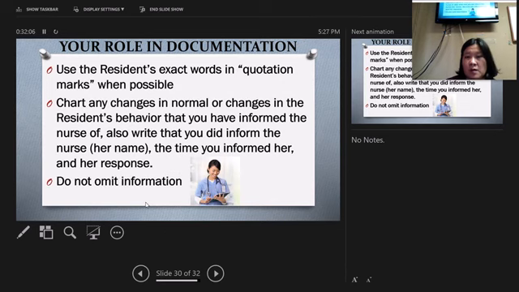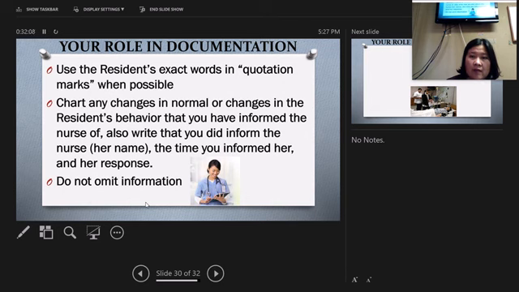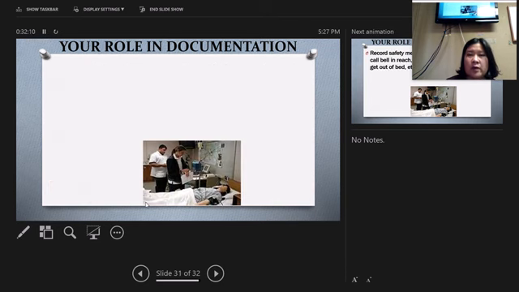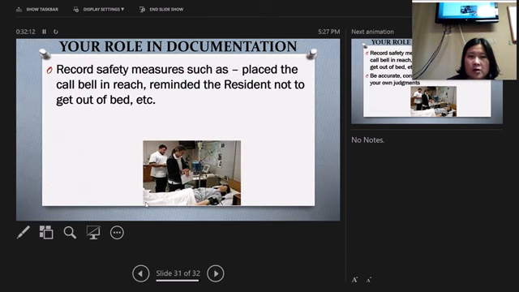You're not supposed to be omitting information or leaving anything out, but you also don't need to be putting too much information in their charts. You record safety measures. If there's a place to check a box that says they have their call bell within reach, or their chair alarm is on, or their bed alarm was checked, or their wander guard. Some people wear a bracelet or an anklet, which is a wander guard on them.